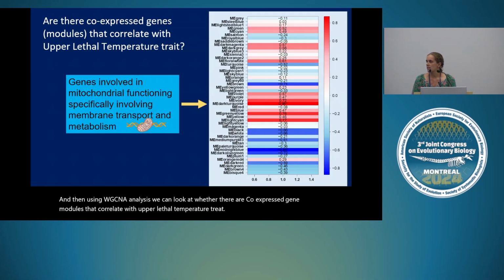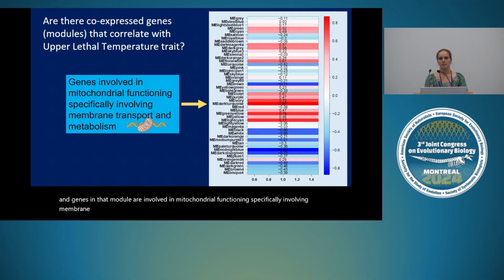And we see this dark turquoise module is highly correlated with our upper lethal temperature, and genes in that module are involved in mitochondrial functioning, specifically involving membrane transport and metabolism, indicating that those genes are really important to our upper lethal temperature trait.